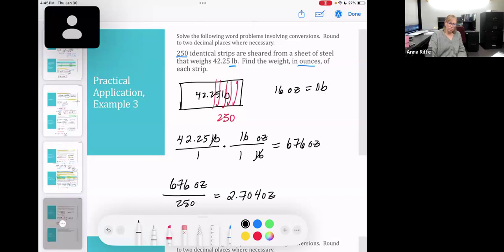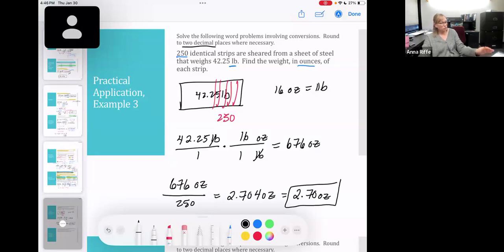2.704 ounces. Or if we want to round to 2 decimal places as necessary, 2.70 ounces, or just 2.7. So there's another nice application. And I think we are out of time, so we will do the last example beginning of class next time.